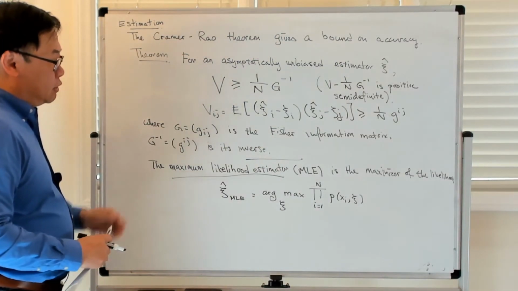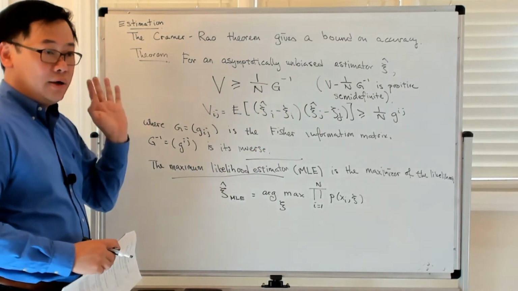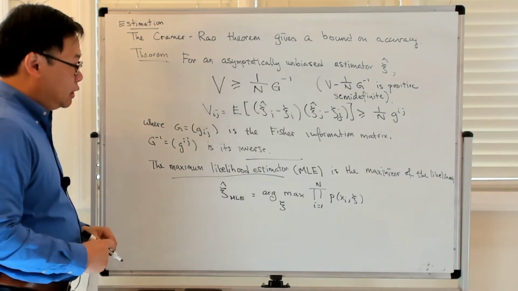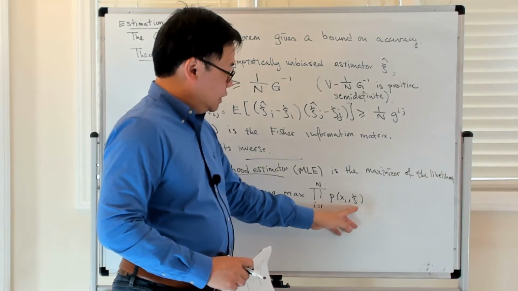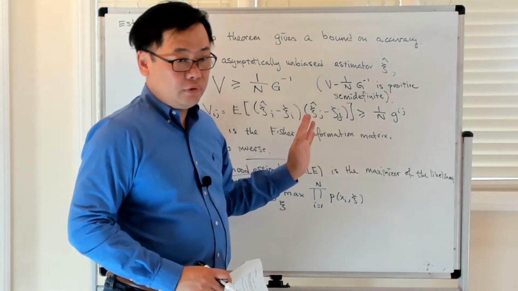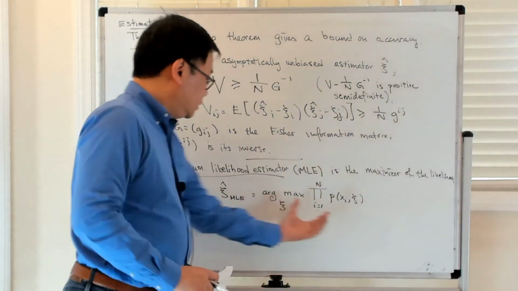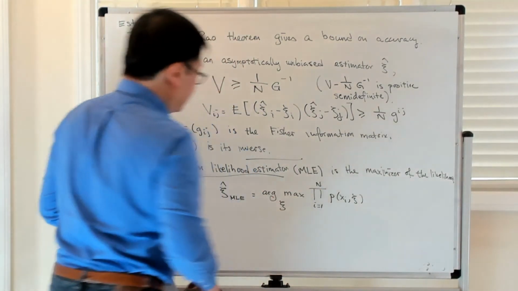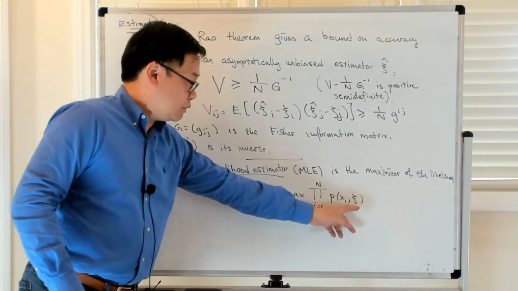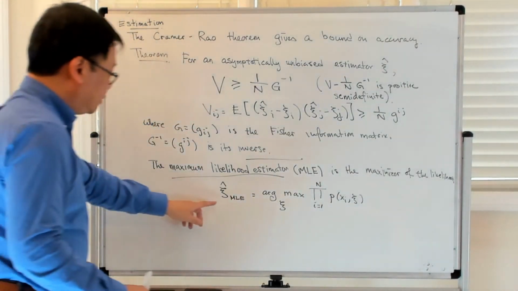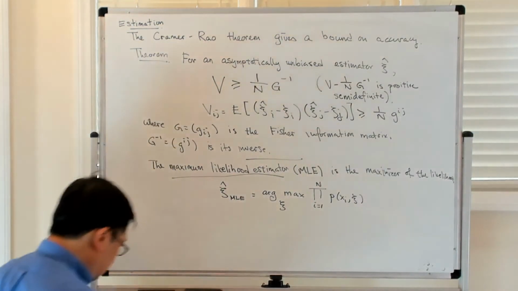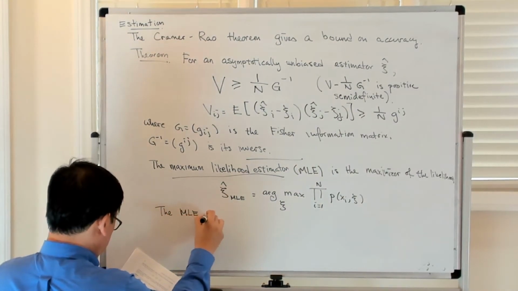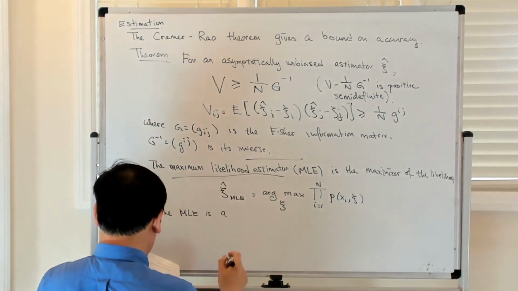Because they're independent, identical draws from the same distribution, the probability of getting that specific sequence is just the product of the probabilities of getting x_i at C, for i equals 1 to n. That is the probability of getting the sequence x1 to xn, and we maximize that over all possible parameter values. This is what we call the maximum likelihood estimator. It's a very natural thing to do, and the maximum likelihood estimator is known to be asymptotically unbiased.